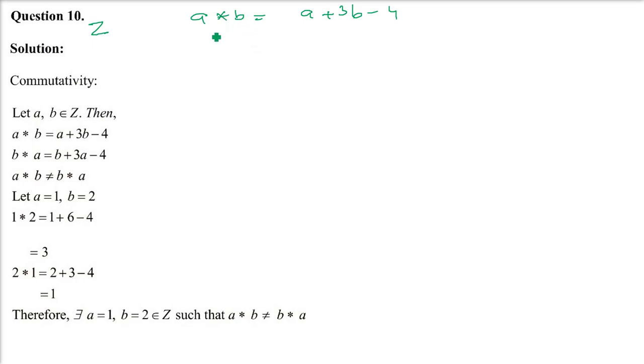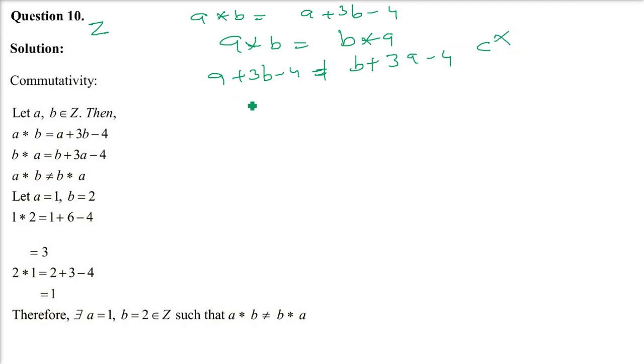Commutative is a star b equals b star a, so replace a by b. Directly, a plus 3b minus 4 you will write, and just replace a by b here: b plus 3a minus 4. It's quite easy to see they are not equal. But still we need to put some values here, so we put a as 1 and b as 2 and then you can check.